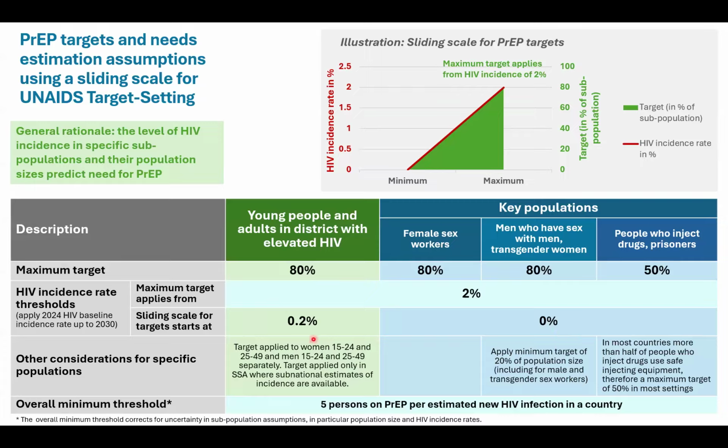Now, the targets for young people and adults in districts with elevated HIV, just to note that those are applied separately for the 15 to 24-year-old population versus the 25 to 49 population, and for men and women across those age groups. So there are separate targets for four young people and adult populations.